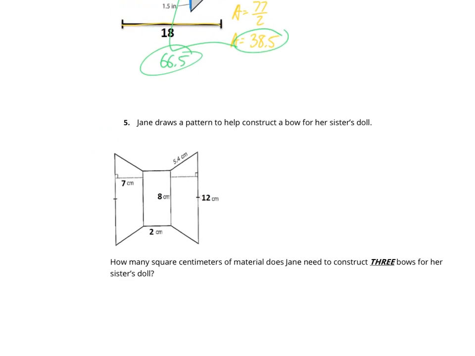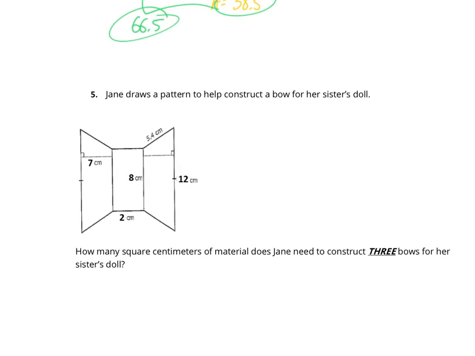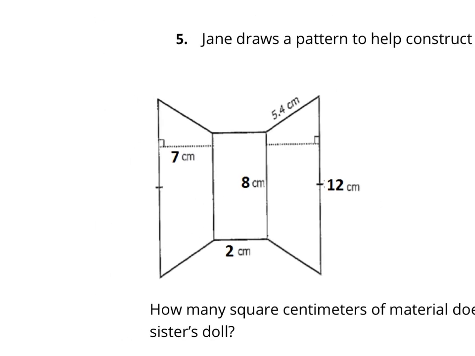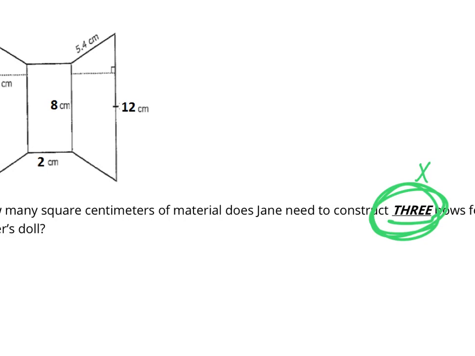Final one on here. Number 5, Jane draws a pattern to help construct a bow for her sister's doll. How many square centimeters of material does Jane need to construct 3 bows? You've got to know that we're working for 3 bows for her sister's doll. So here's how we're going to do this. We're going to find the area of this entire figure and then multiply by 3 when we're finished.